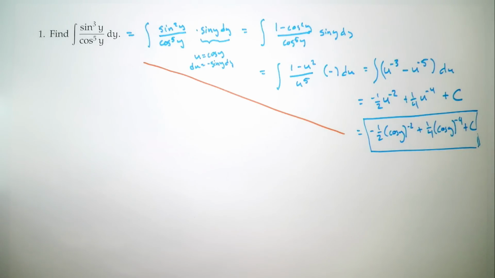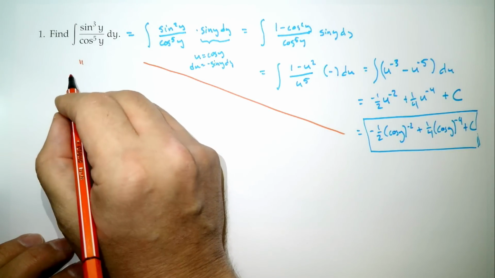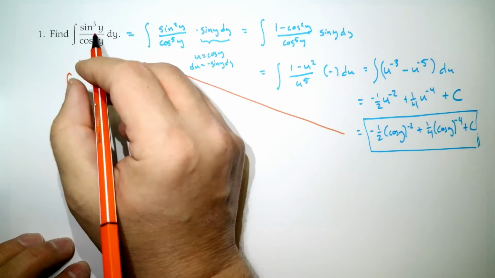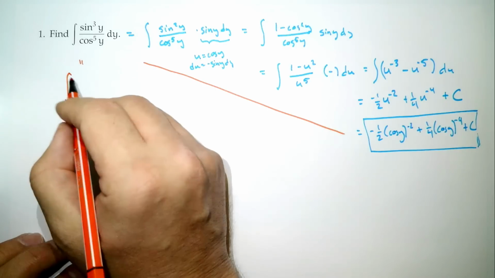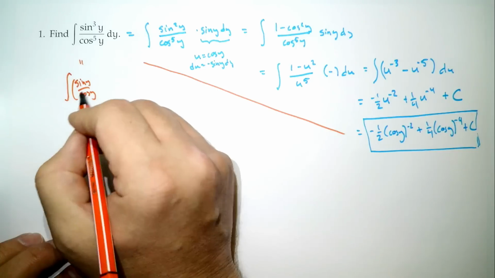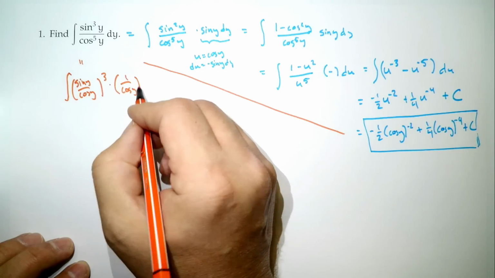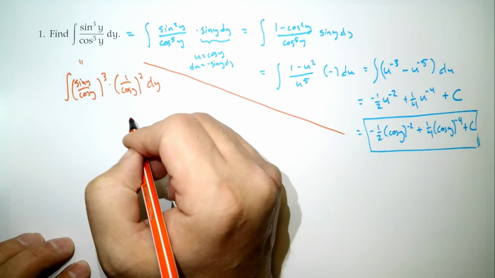So there's enough space. We could do this problem a different way. And you're thinking, what? A different way? But it worked. Why do I need a different way? Well, we're in that fun stage of calculus where we have more than one method. So one of the things you could have done is you could have said, hey, if I think about this, what I have is I really have sine y over cosine y cubed times 1 over cosine y squared dy.